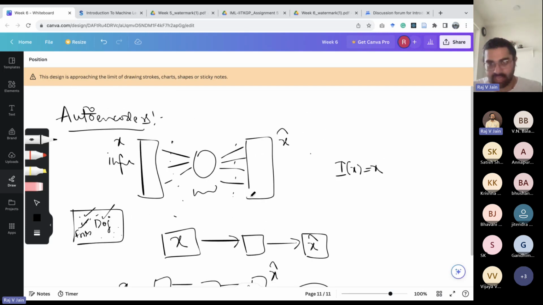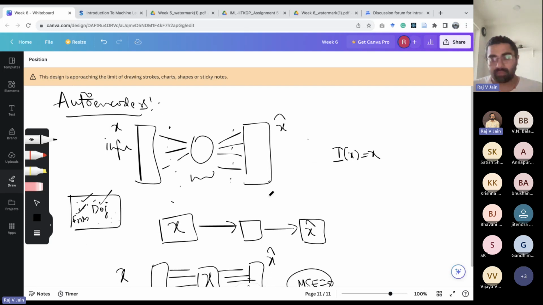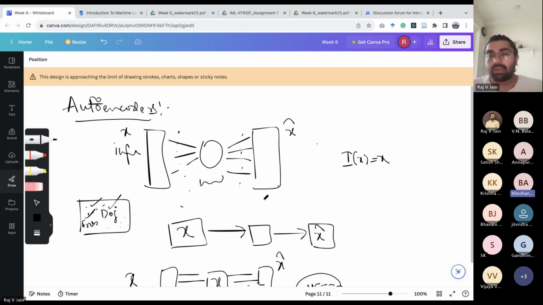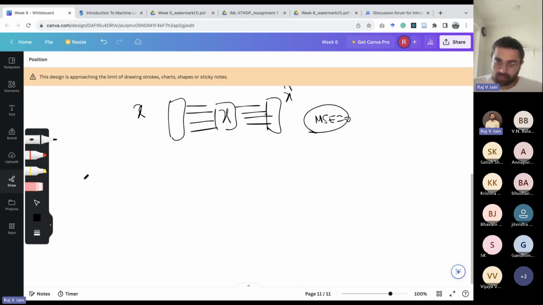But I hope you got the idea of autoencoders. Is this clear? Any doubts on this particular point? Yeah, but what is its practical use? Yes, again, the same use as PCA, right? You want to do dimensionality reduction. That's the main idea.